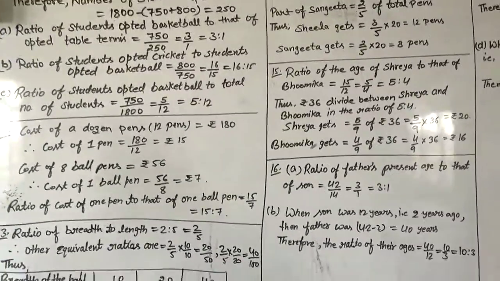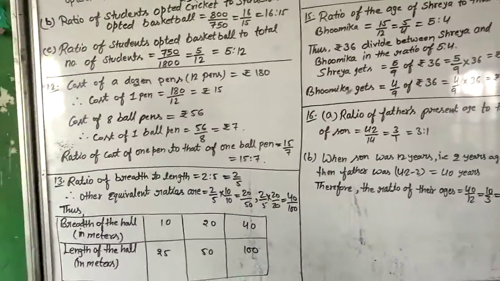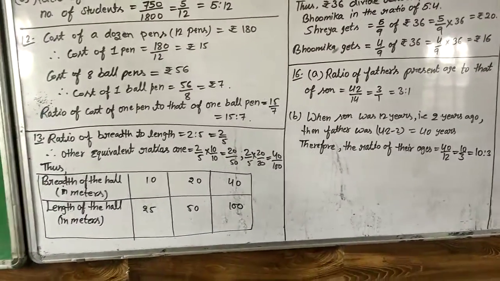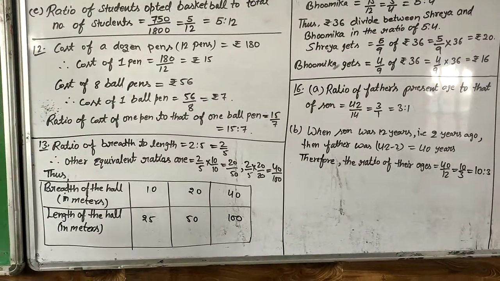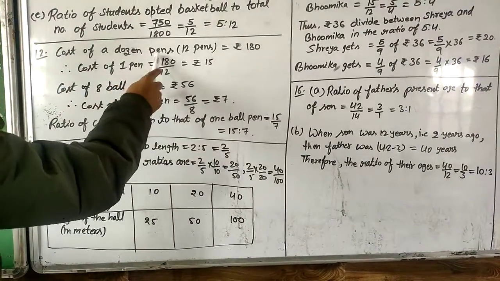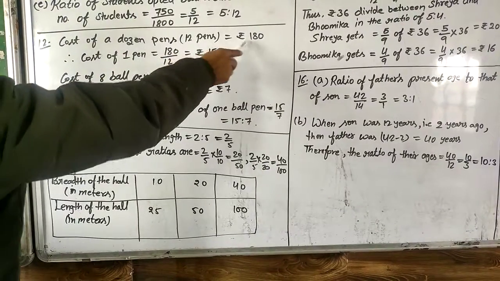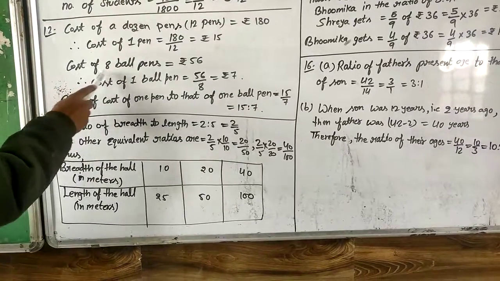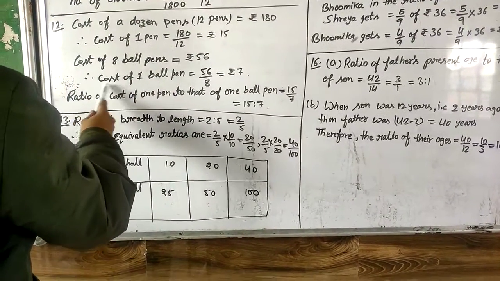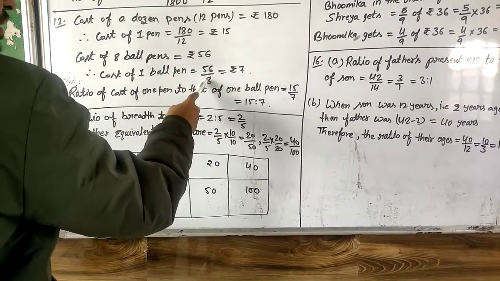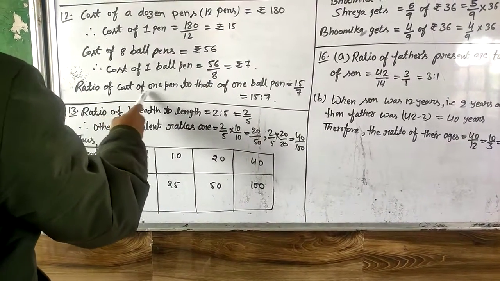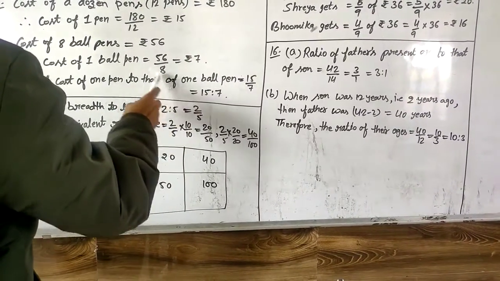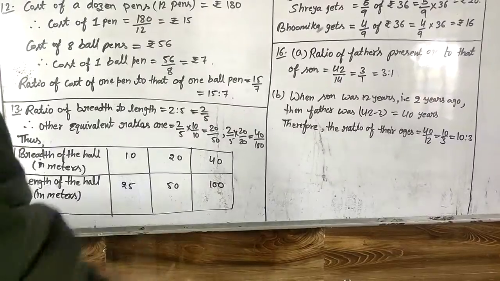Question number 12: The cost of a dozen pens is 180 rupees and the cost of 8 ball pens is 56 rupees. Find the ratio of the cost of a pen to the cost of a ball pen. So 1 dozen means 12 pens, 180 rupees. Cost of 1 pen, 180 divided by 12, is 15 rupees. Cost of 8 ball pens is 56 rupees, then the cost of 1 ball pen, 56 divided by 8, is 7 rupees. So the ratio of the cost of 1 pen to that of 1 ball pen is 15 upon 7. 15:7 is the answer.